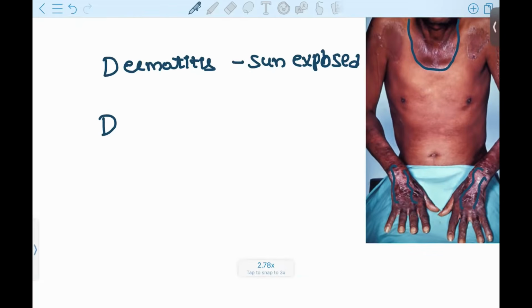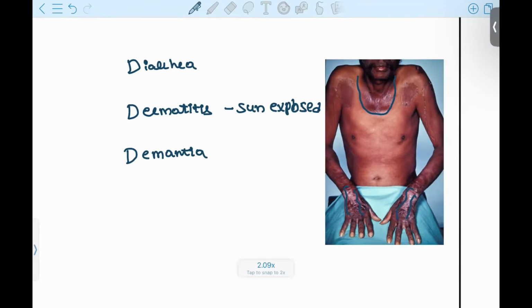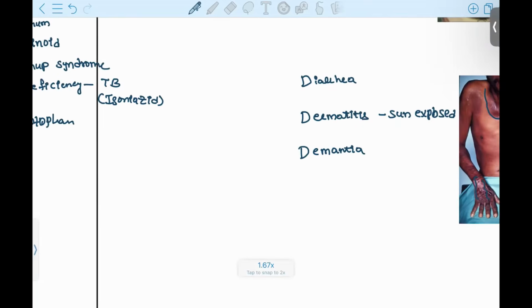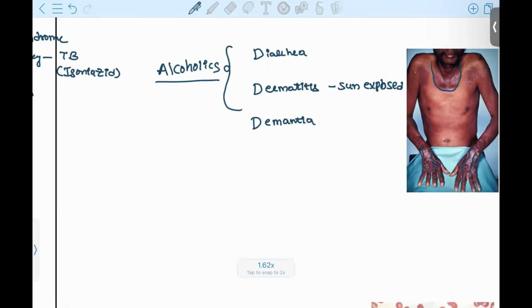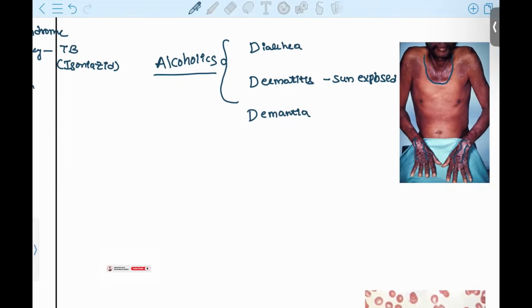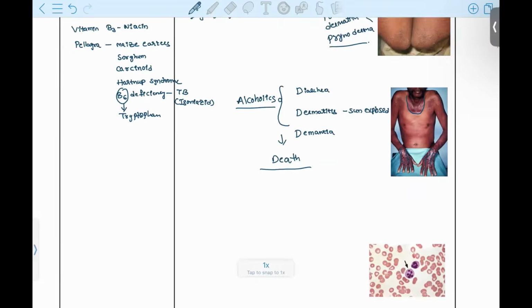And the last one is dementia. Why is this dementia occurring? Especially the dementia is due to the brain, the cerebrum. Most of the cerebrum will be damaged due to niacin deficiency. That's why this is commonly seen in alcoholics also. So alcoholics also present with this type of symptoms. If we do not treat this condition, this will lead to the death of the patient. So we have to treat pellagra as early as possible.